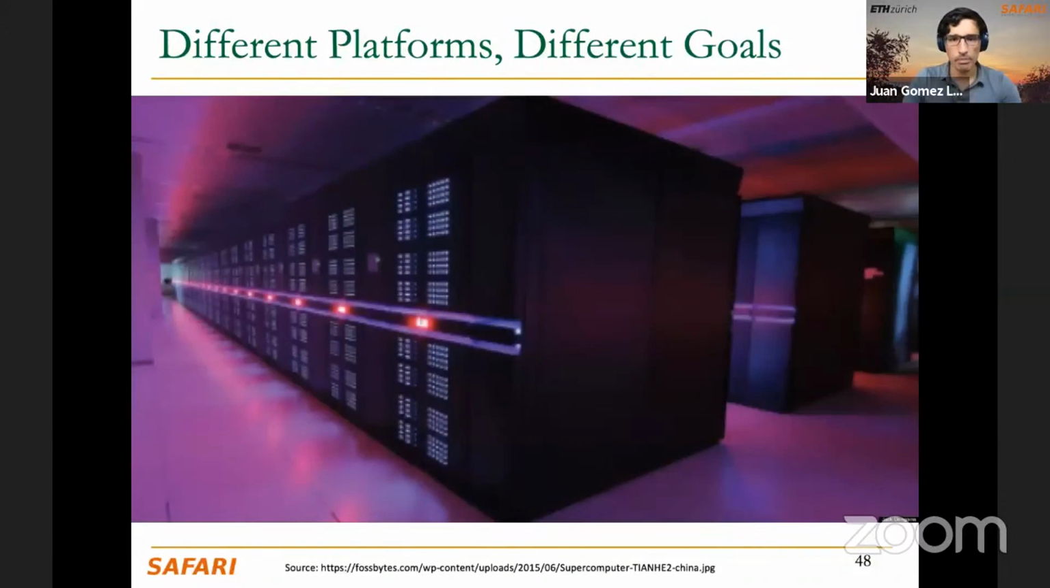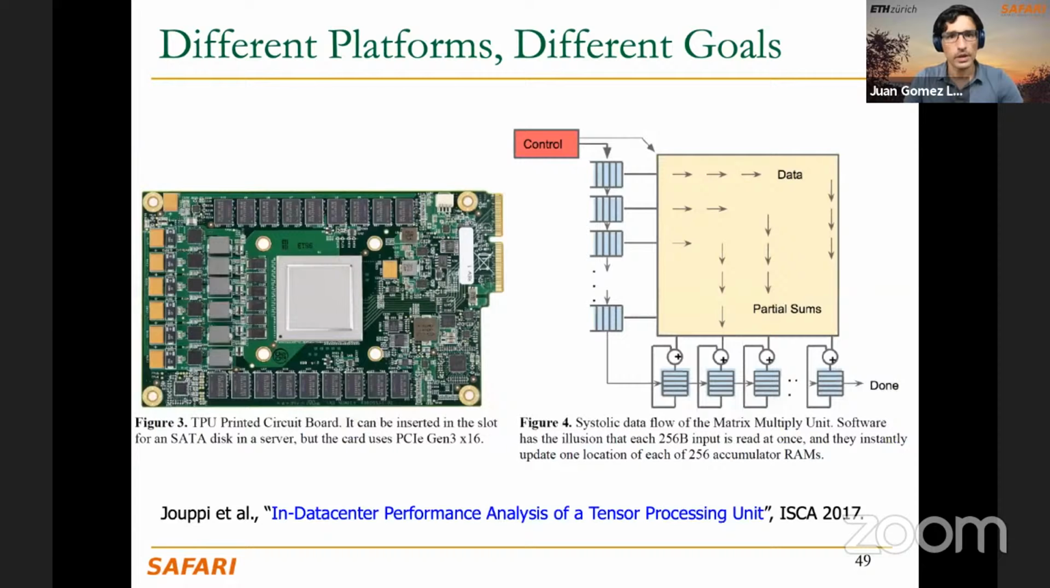Or another example, this one, data centers, right? In particular, this one is the Tihange 2 supercomputer, which was the fastest supercomputer of the world until, I don't know, 2 years ago or so. Here, again, components are very similar, but challenges are also different. For example, in these kinds of systems, one big challenge is the cooling system, right? You have such a large amount of processors generating heat that you need to somehow dissipate all that heat.